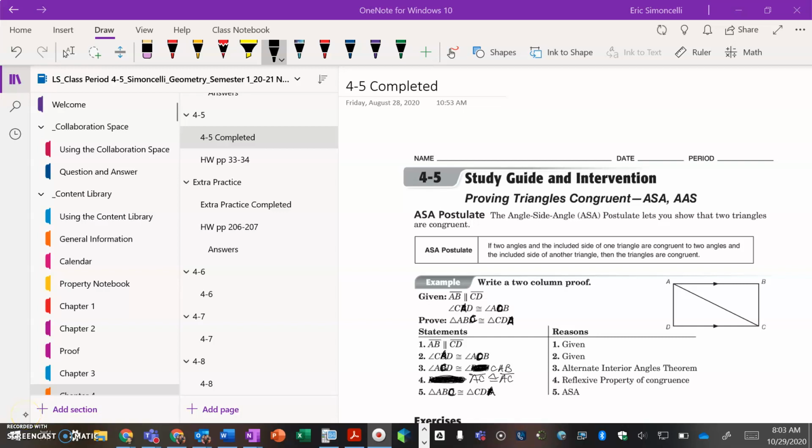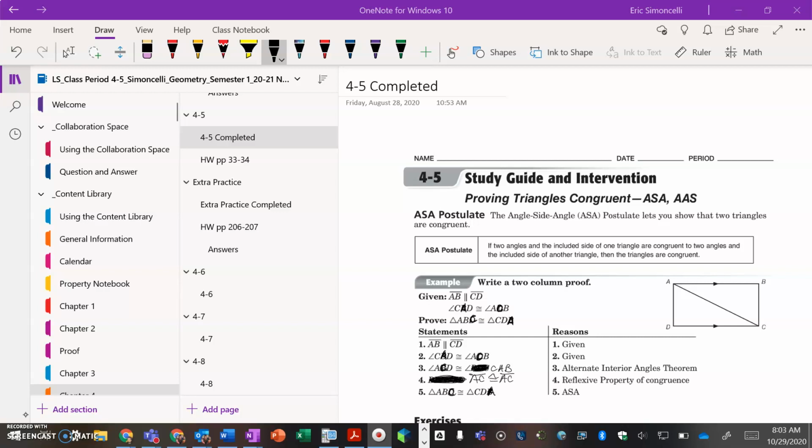Hello students, and welcome to section 4-5, Proving Triangles Congruent, ASA and AAS, which stands for angle side angle and angle angle side. The angle side angle postulate, or ASA, lets you show that two triangles are congruent. So ASA postulate: if two angles and the included side of one triangle are congruent to two angles and the included side of another triangle, then the triangles are congruent.